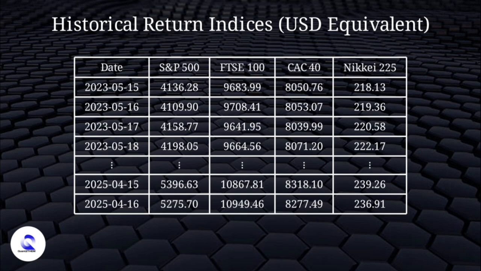Each row represents the index value on a particular trading day. We can see that the data spans from May 15, 2023 through April 16, 2025. The vertical 3-dot row indicates that this is just an excerpt. The full dataset includes hundreds of daily observations. This historical data allows us to simulate how the portfolio would have behaved under past market conditions as part of the VaR and the ES estimation process.